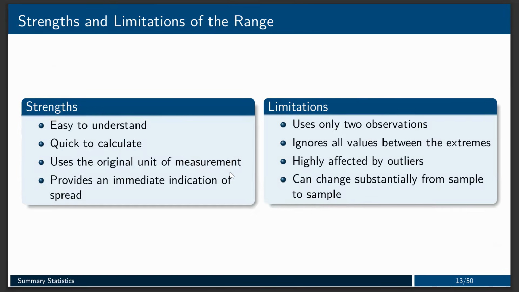For the range, when we look at the strengths, it's easy to understand and quick to calculate. It uses the original unit of measurement, and it provides an immediate indication of spread. But for its limitations, it uses only two observations. It ignores all values between the two extremes, and it's highly affected by outliers, especially if the outliers are part of the minimum or the maximum value.